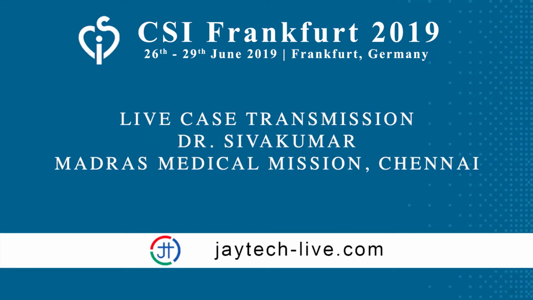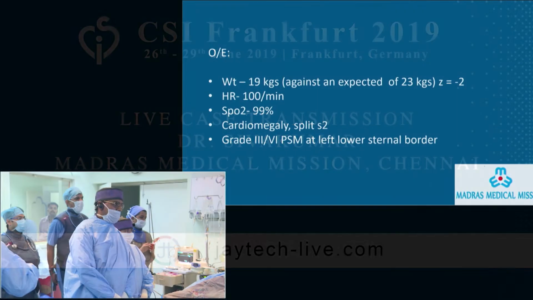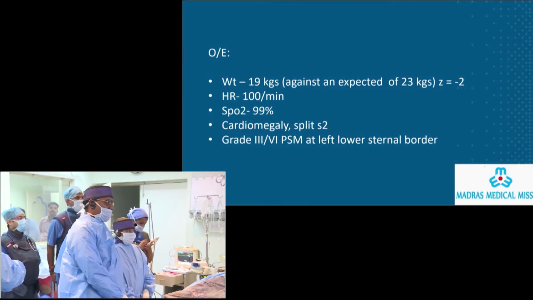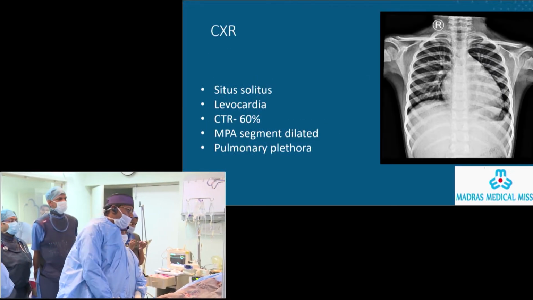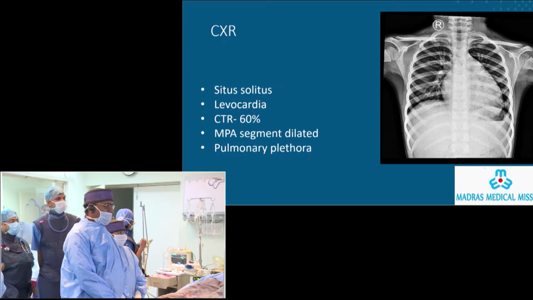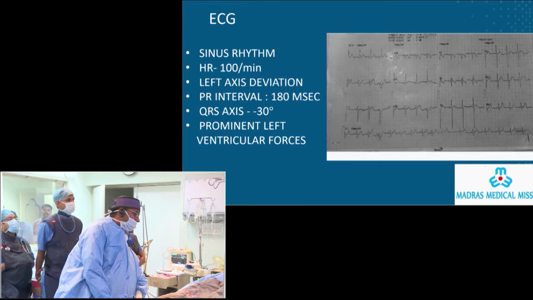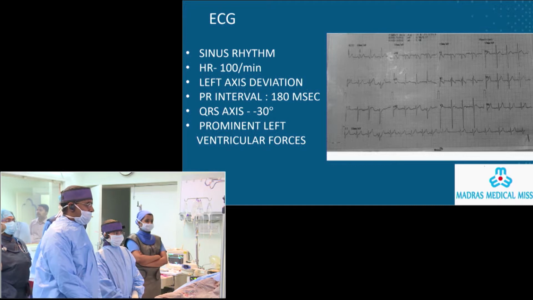19 kilogram with a Z-score of -2. There is cardiomegaly. There is a systolic murmur in the left sternal border. Next. X-ray shows a large heart, plethoric lungs. ECG was in sinus rhythm.